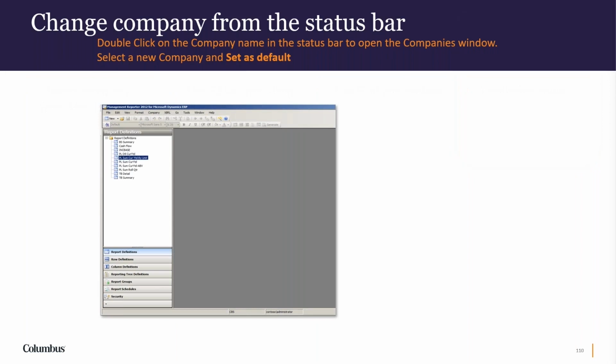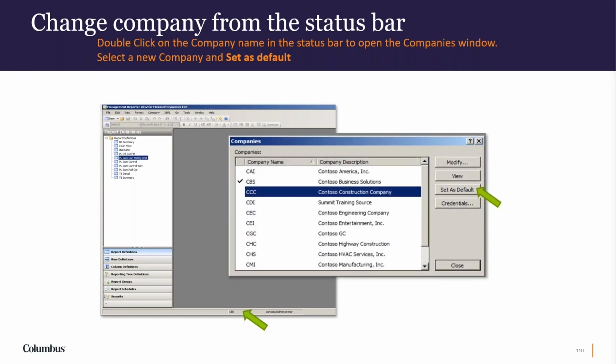Here I'll show you how to change the company from your status bar. Just like in GP, you can double click on the company name in the status bar to open the companies window and then select the company as default.